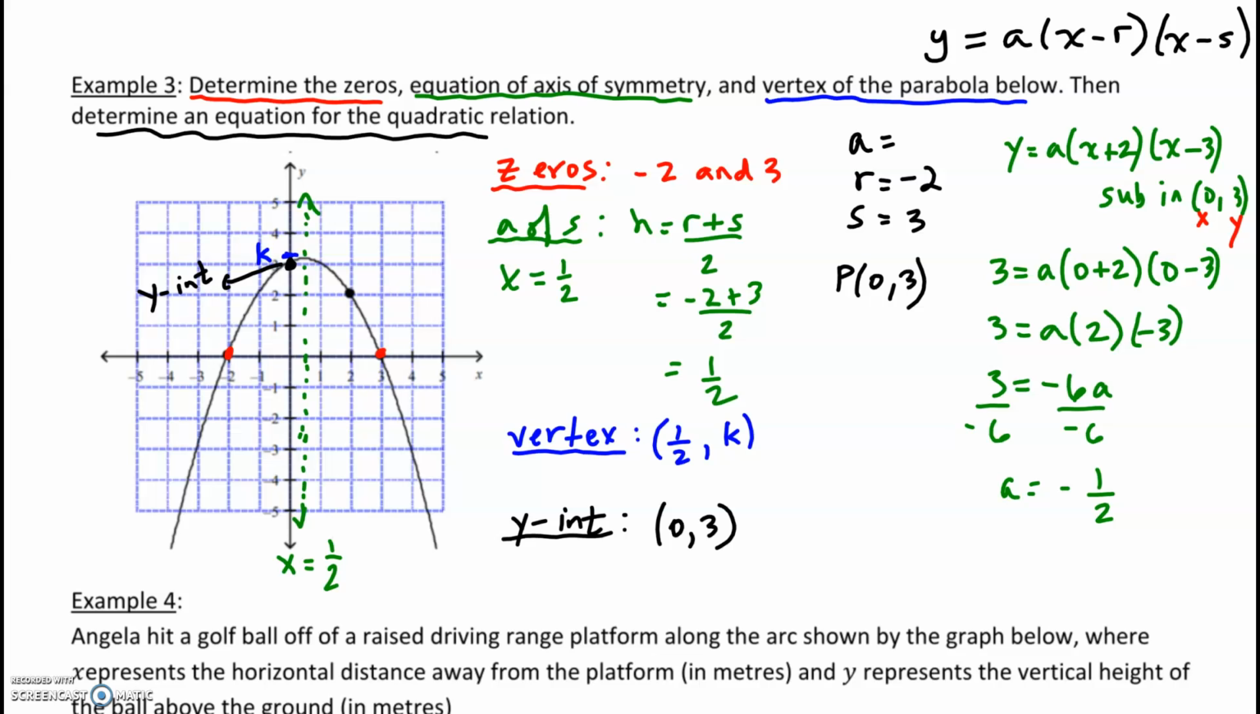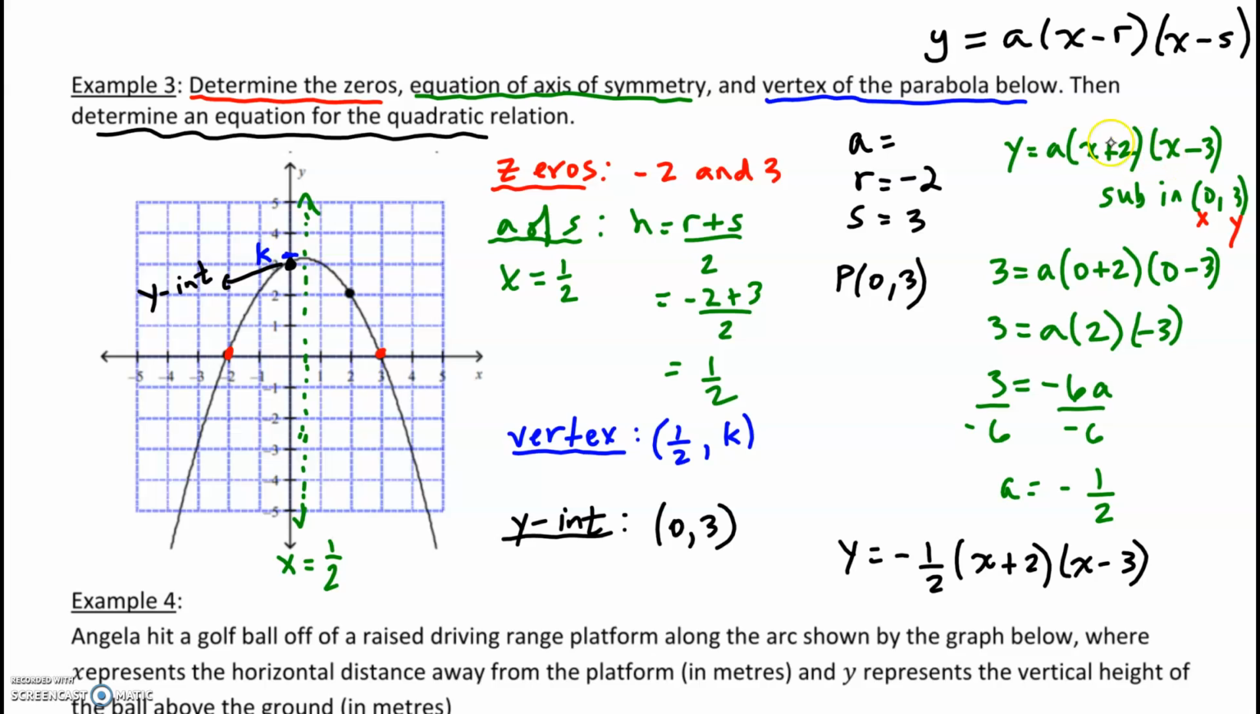Okay, so my final equation is going to be y equals -1/2 times x plus 2 and x minus 3. Now, because it's not a real life situation, we're going to leave it as a fraction and not change it to a decimal.